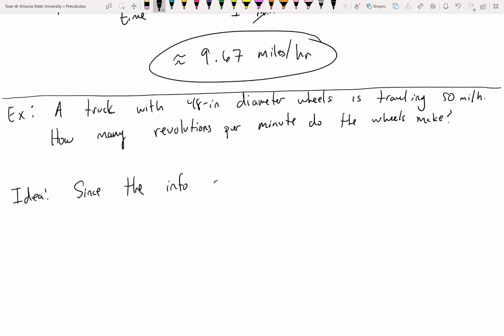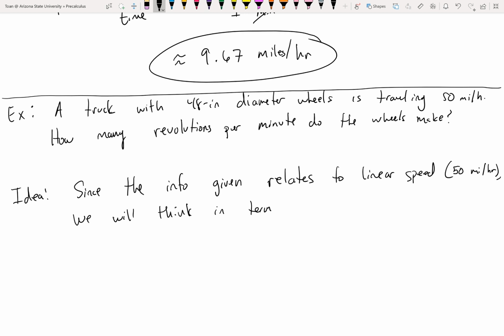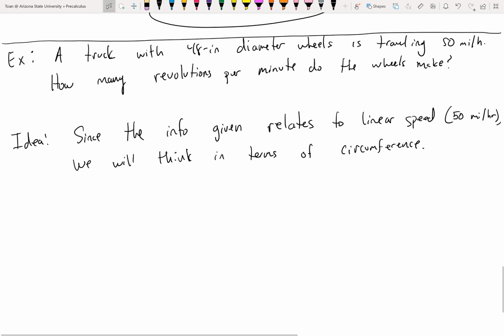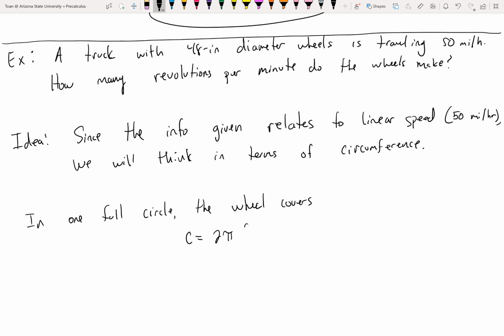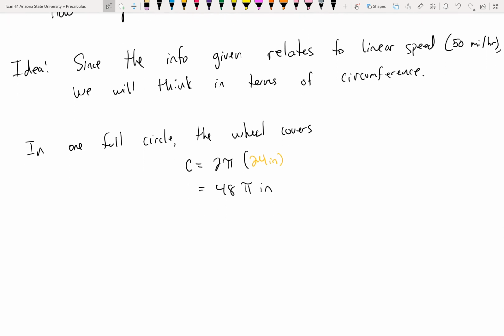Since the info given relates to linear speed, the 50 miles per hour, we will think in terms of circumference, right? So, in one full circle, the wheel covers, what's the formula for circumference? 2 pi times the radius. And again, they gave us diameter, so the radius is 24 inches. So I know one full circle is 48 pi inches.